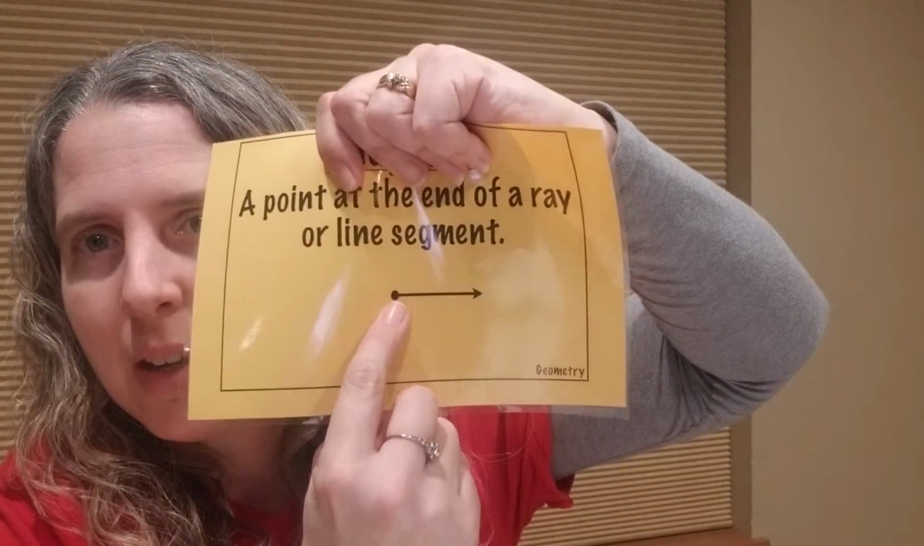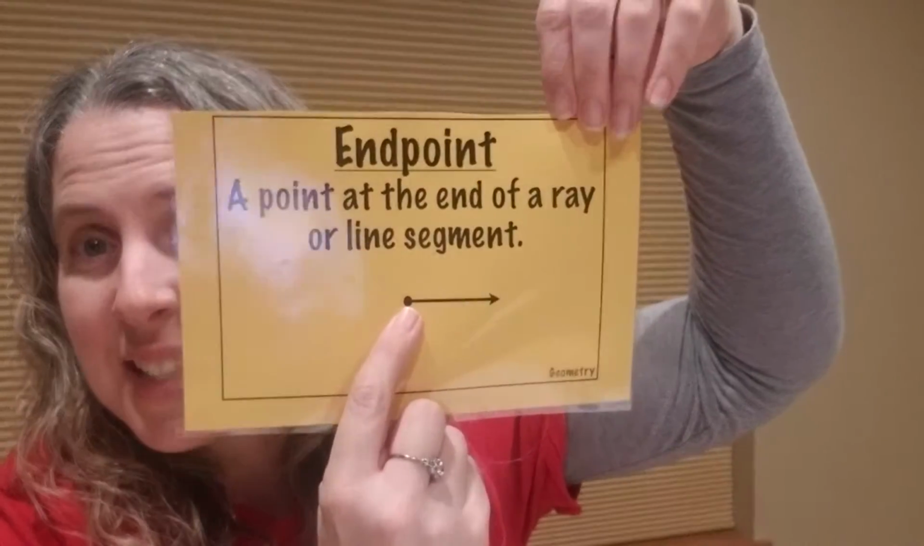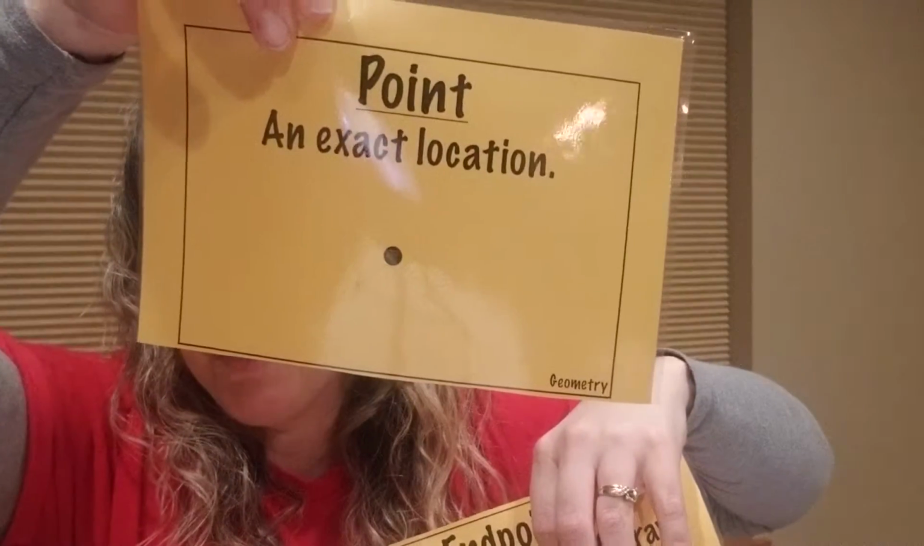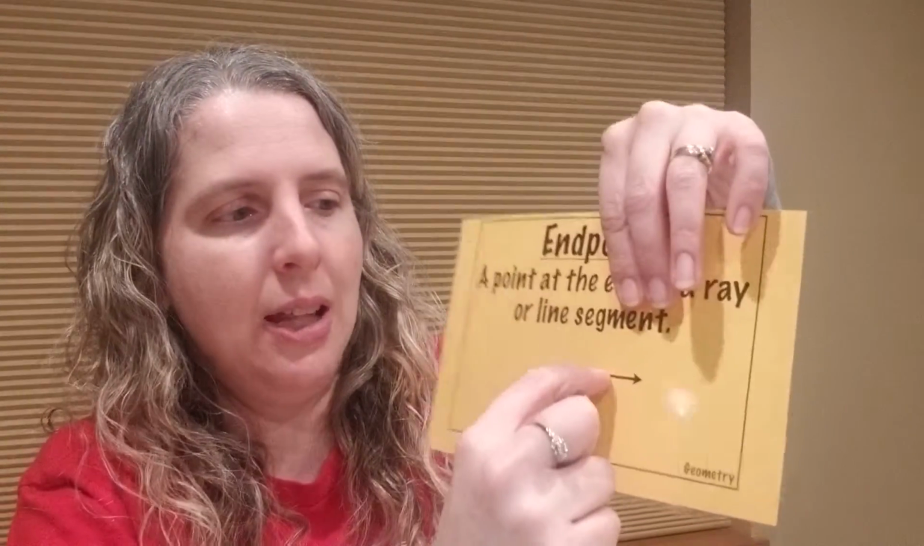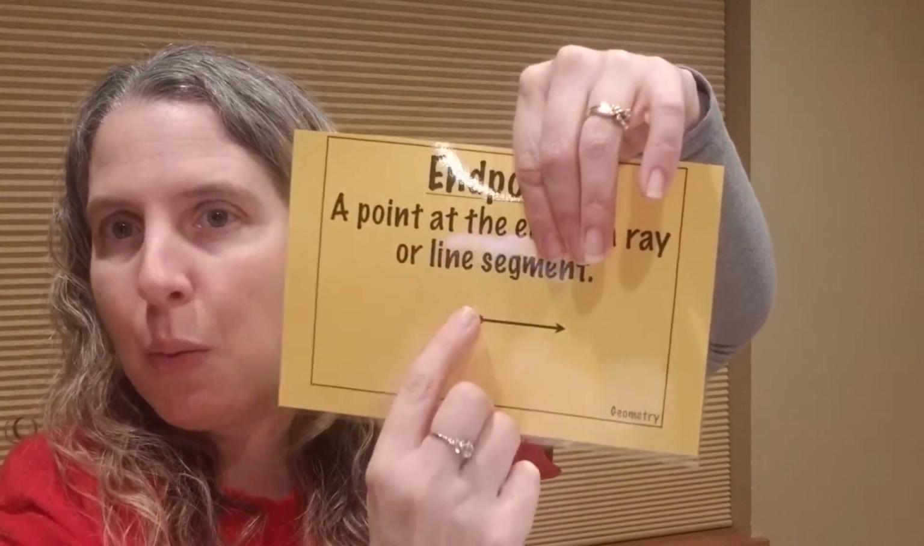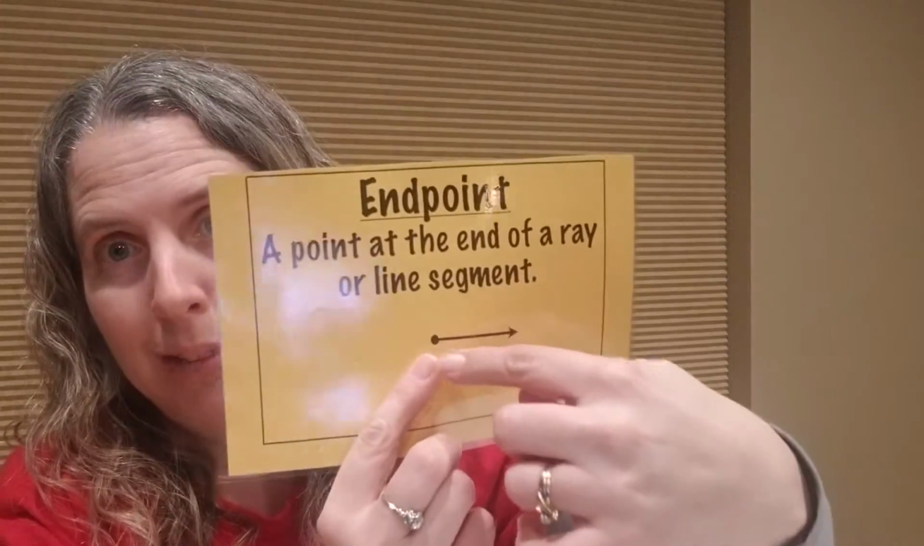All right, what's a point at the end of a ray or a line segment? So it is this right here. That's the end point, okay? It looks like a point, but a point is all on its own. It's just kind of hanging out there. Or it's a point on the line, like if it was in the middle here. But this is an end point because it's like where everything ends, it starts, or kind of looks like it begins there.